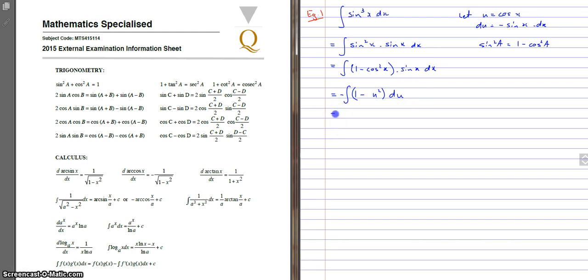And now what we can do is put negative out the front and integrate both of these terms. So this is u minus u cubed over 3 plus c, and now negative u plus u cubed over 3 plus c. And of course u represents cos x, so we can replace that. Negative cos x plus cos cubed x over 3 plus c is our final answer.